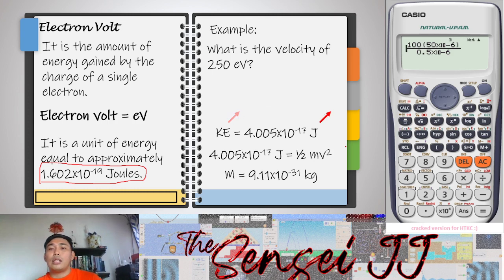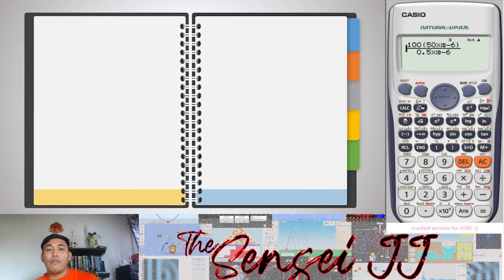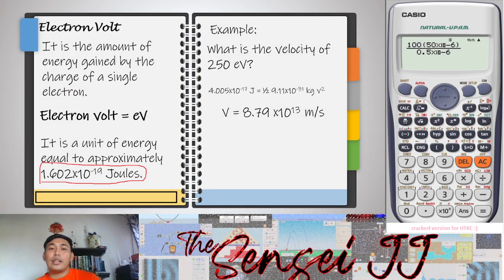Okay, so tanggalin muna natin itong mga kalat dito. So we have here our 4.005 times 10 raised to negative 17 joules is equivalent to 1 half times 9.11 times 10 raised to negative 31 kilogram, the mass value of our electron, multiplied to our v squared. So with this, we can get our velocity of 8.79 times 10 raised to 13 meters per second. Okay, so sir, paano po natin nakuha yan?